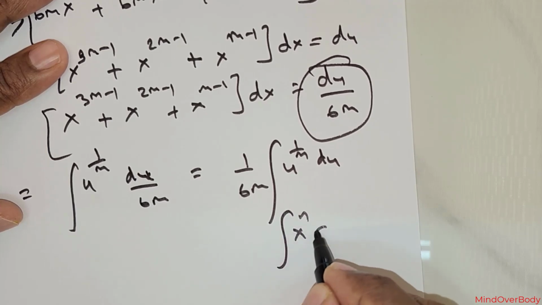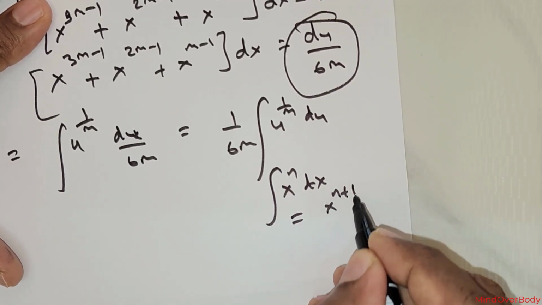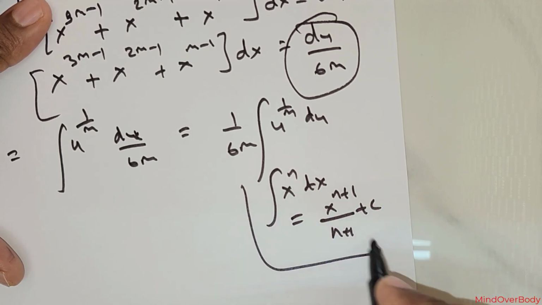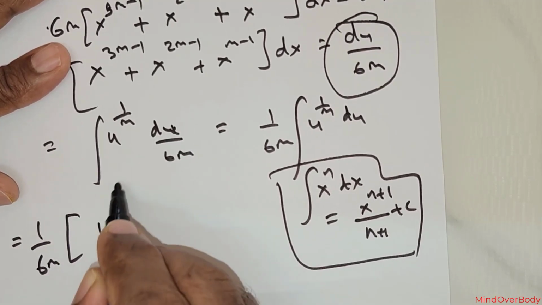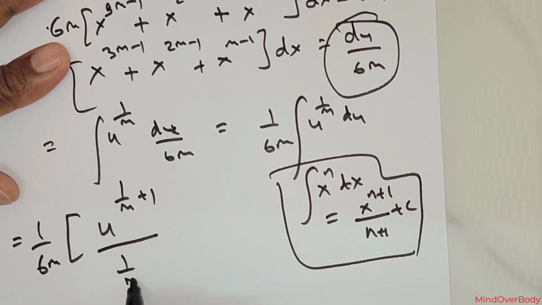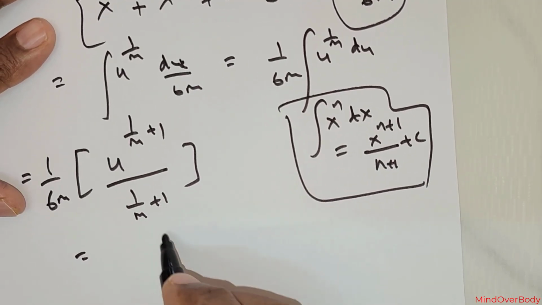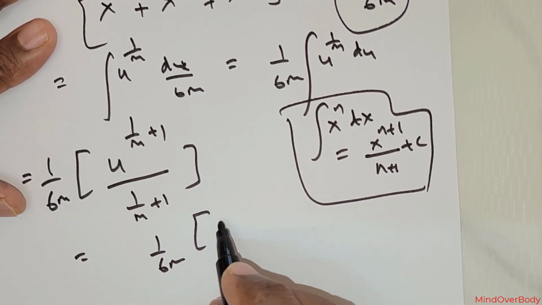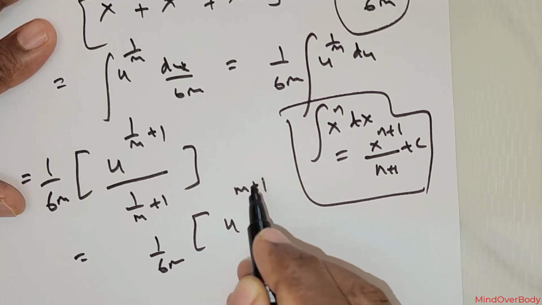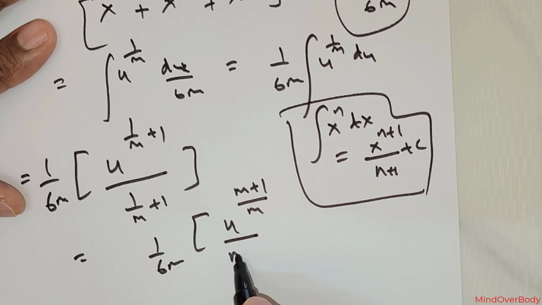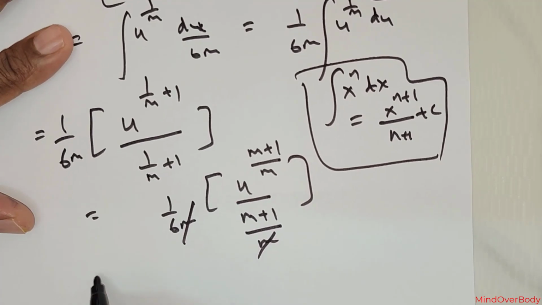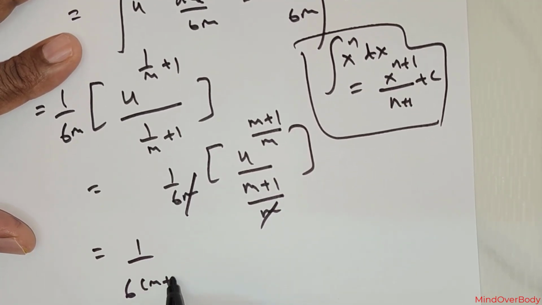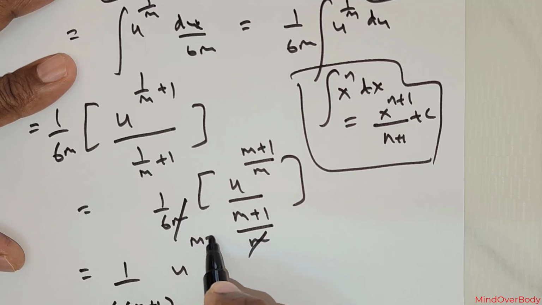Now this is similar to the integral of x^n dx, which is nothing but x^(n+1) divided by n+1, plus c. So this will give us 1 over 6m times u^(1/m + 1) divided by (1/m + 1), which can be rewritten as 1 over 6m times u^((m+1)/m) divided by (m+1)/m. So you flip it, these two m's go away, giving you 1 over 6 times (m+1) times u^((m+1)/m).